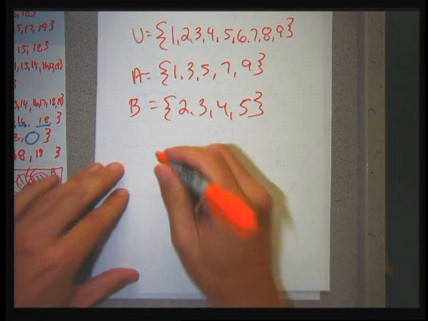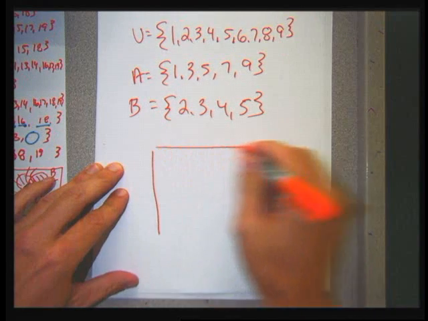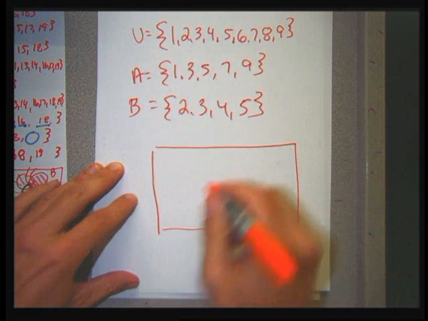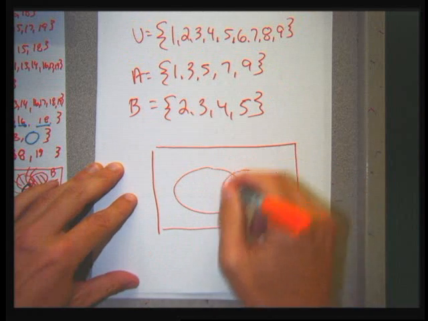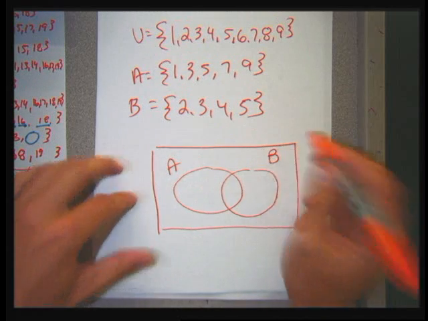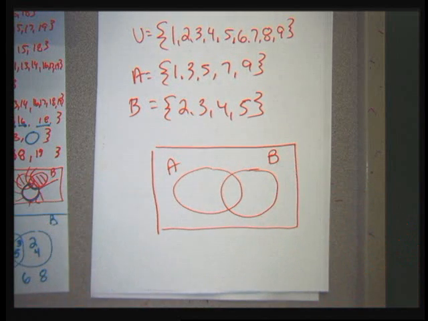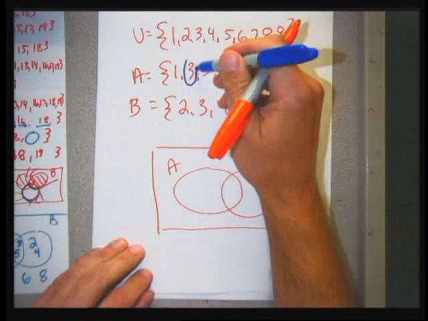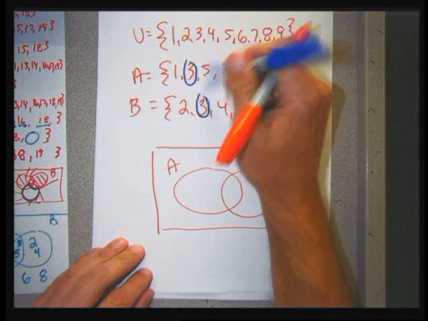So I'm going to make a picture of this, and I'm just going to draw a rectangle for my universe. I'm going to create 2 circles. One I'm going to call A, the other I'm going to call B. It doesn't matter if you switch the A and the B, but I generally do them this way. When I'm filling up Venn diagrams, I fill in the very center first. What A and B have in common is 3. It's also in the universe.